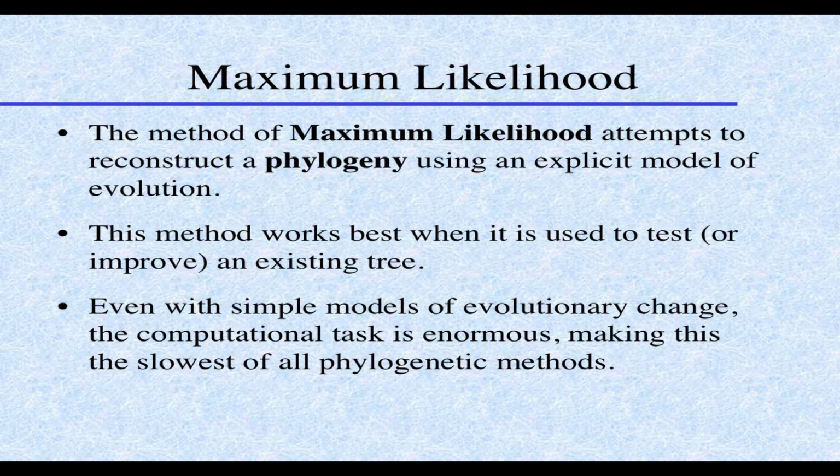Personal observation, I've been working with sets of 70 to 100 cytochrome P450s, and you can do a neighbor joining in about a minute on a Mac. You can do a minimum evolution in about half an hour, and I've never completed a maximum likelihood. I give up after a couple days.